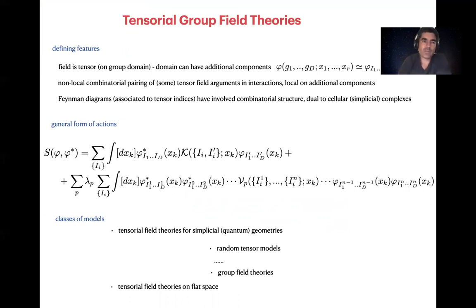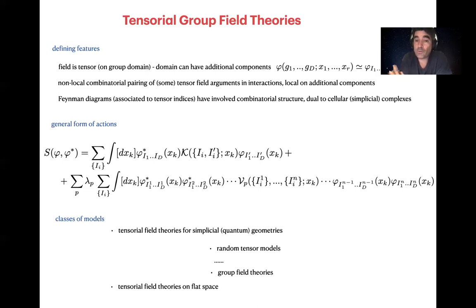The defining features of these field theories are the following. First of all, the field is a tensor, normally on some group domain. And the domain can also have additional components on top of the group arguments. The non-local combinatorial pairing of the tensor field arguments, in particular the ones defined on a group domain, is the other, and in fact the main, specific feature of these field theories that distinguishes them from usual local field theories on, say, flat space-time.